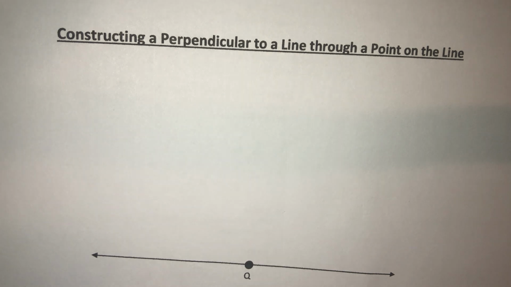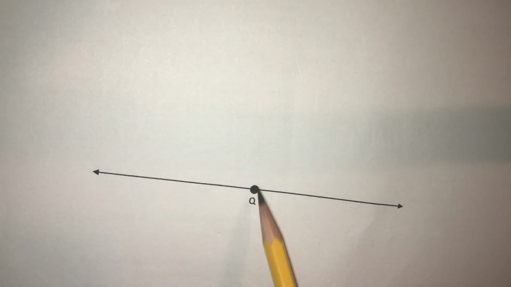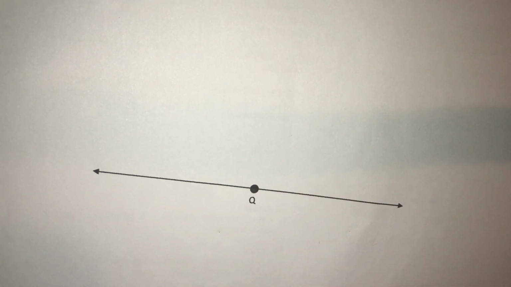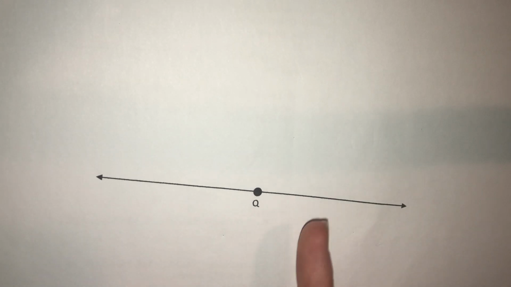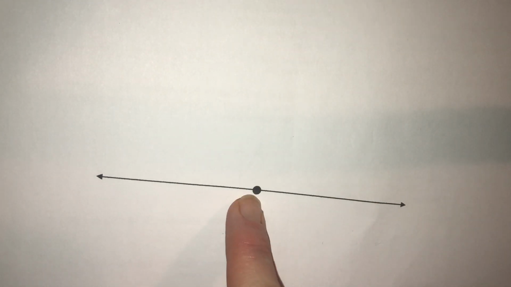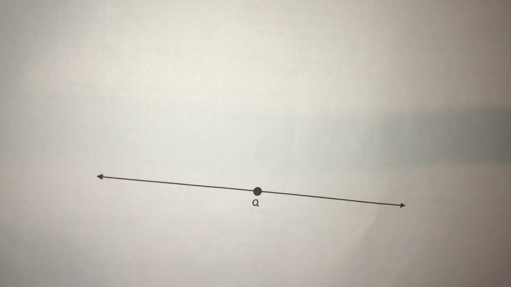All right, this is our last construction and our last example for today's lesson, and it is constructing a perpendicular to a line through a point on the line. So this one is a whole lot like the one we just did, except instead of point P being above the line last time, now we're working with this point Q, which is actually sitting upon the line. So what we're trying to do is make a 90-degree angle with a new line passing through point Q that is perpendicular to the line we're starting with here.